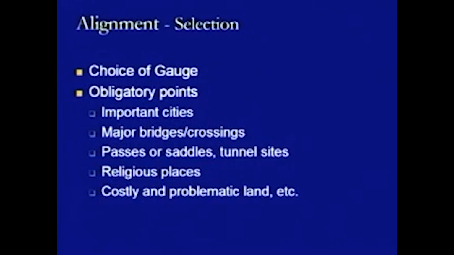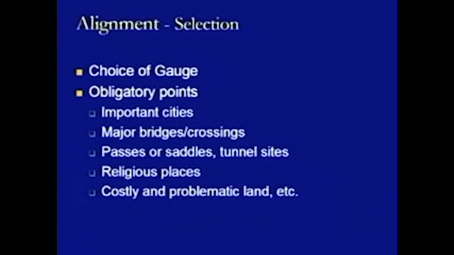Then the next point is the obligatory points. Obligatory points means those locations or points through which the alignment has to pass, or there may be some conditions in which the alignment cannot pass through those points. So, we have to look at both the conditions: through which points the alignment can pass or cannot pass. In case we take the important cities, then the important cities are the locations through which the alignment has to pass.